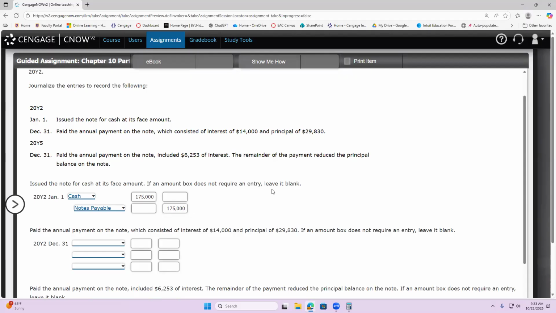And then our first payment, it tells us it has interest of $14,000 and principal of $29,830. So the payment's going to look like this. We'll have an interest expense, a note payable, and then our cash. So the interest expense, it tells us in this problem, is $14,000.